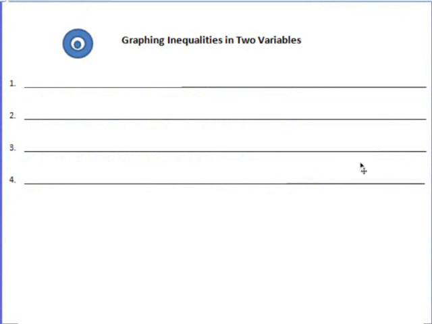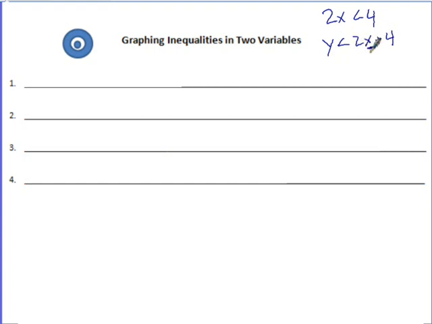Section 5.3 is about graphing inequalities in two variables. Up until now we've been just dealing with inequalities that have one variable, something like 2x is less than 4, and then we solve that and graph it on a number line. Now we're going to do just like we did with equations, where I'm going to have something like y is less than 2x plus 4.